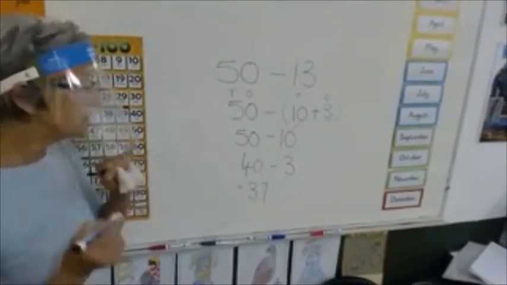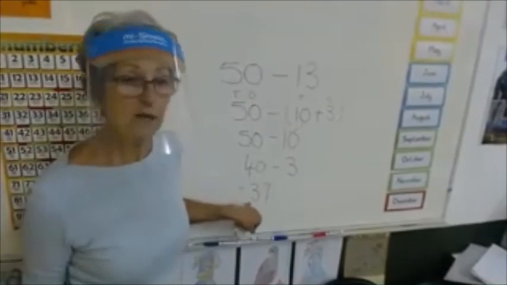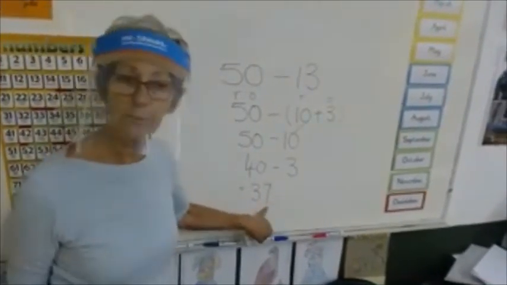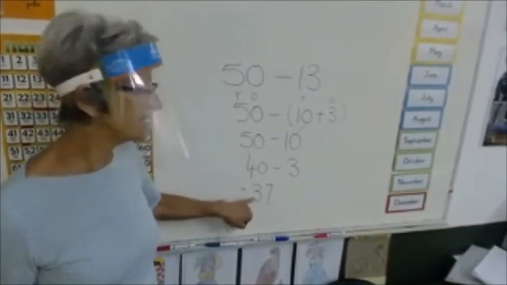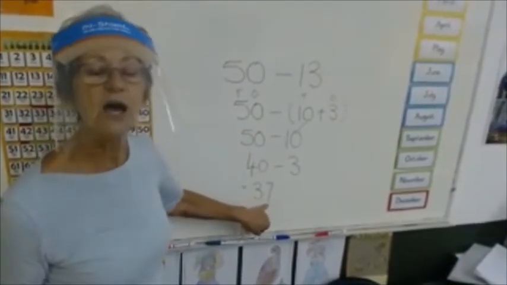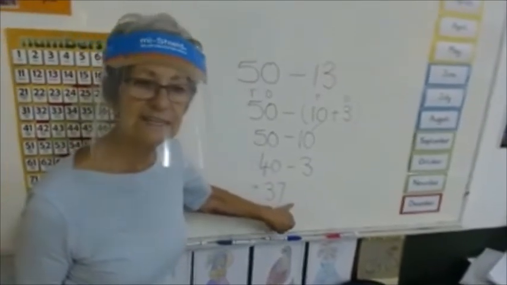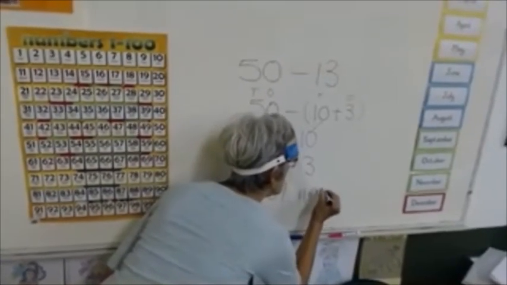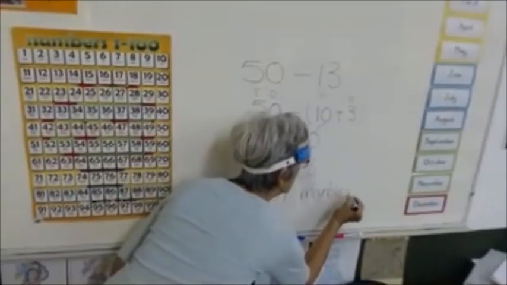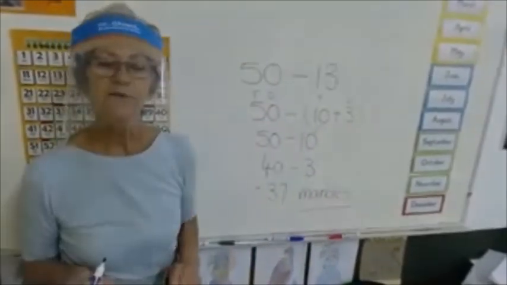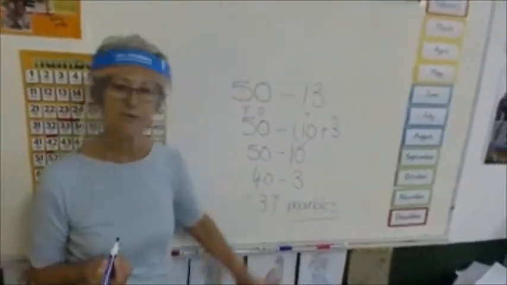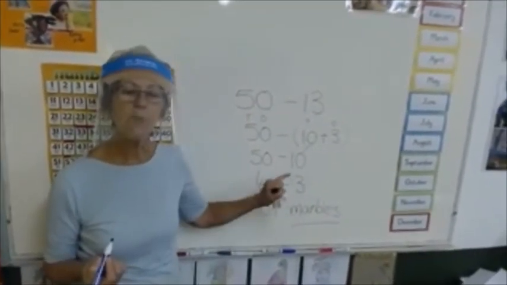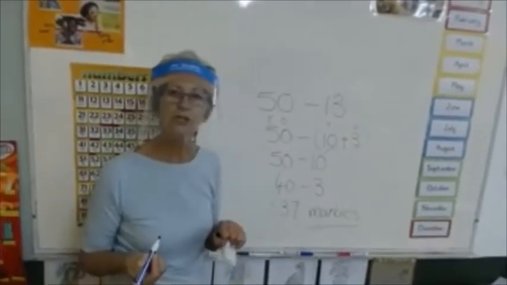Now remember, 37 what? 37 monkeys, 37 donkeys, 37 apples. Remember, a story sum must always have a word or an extended sentence. So we write there 37 marbles. It must always have a word there, because that is what they ask you. How many marbles has Matt got left?